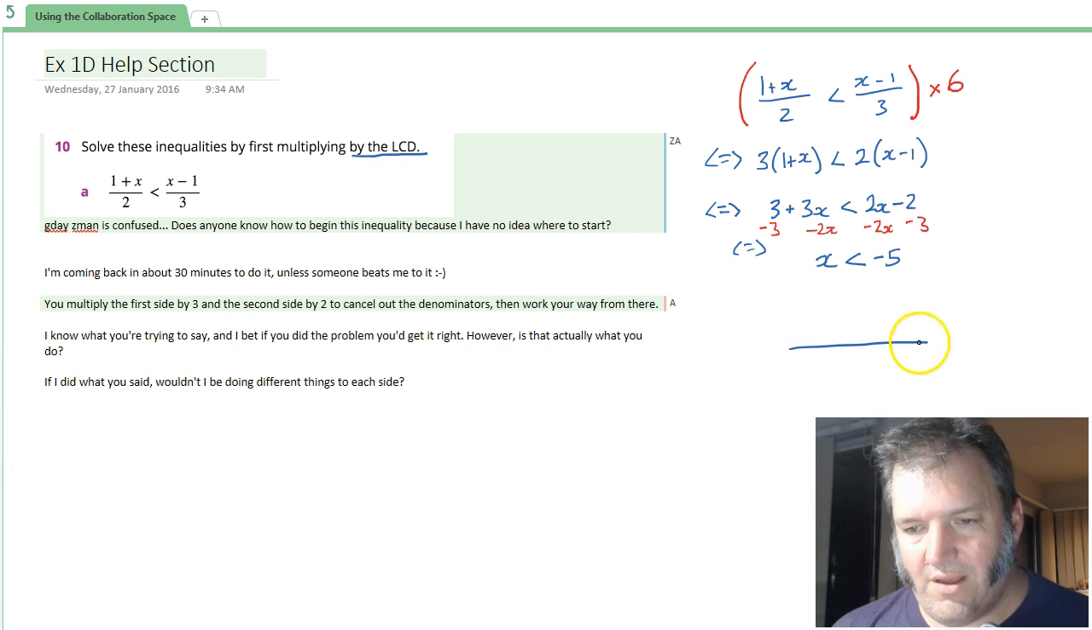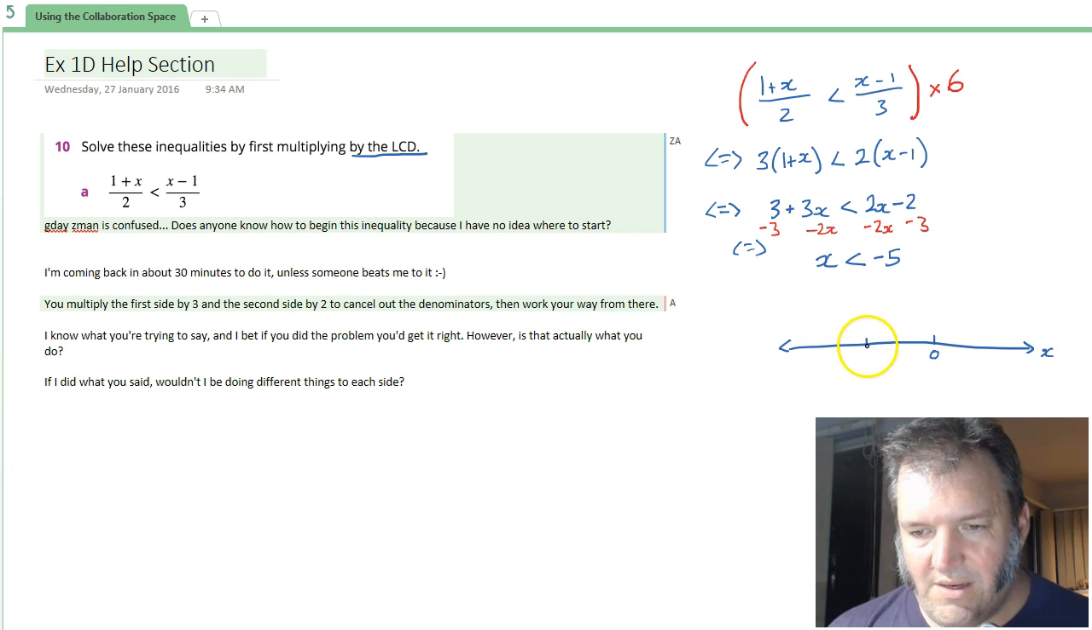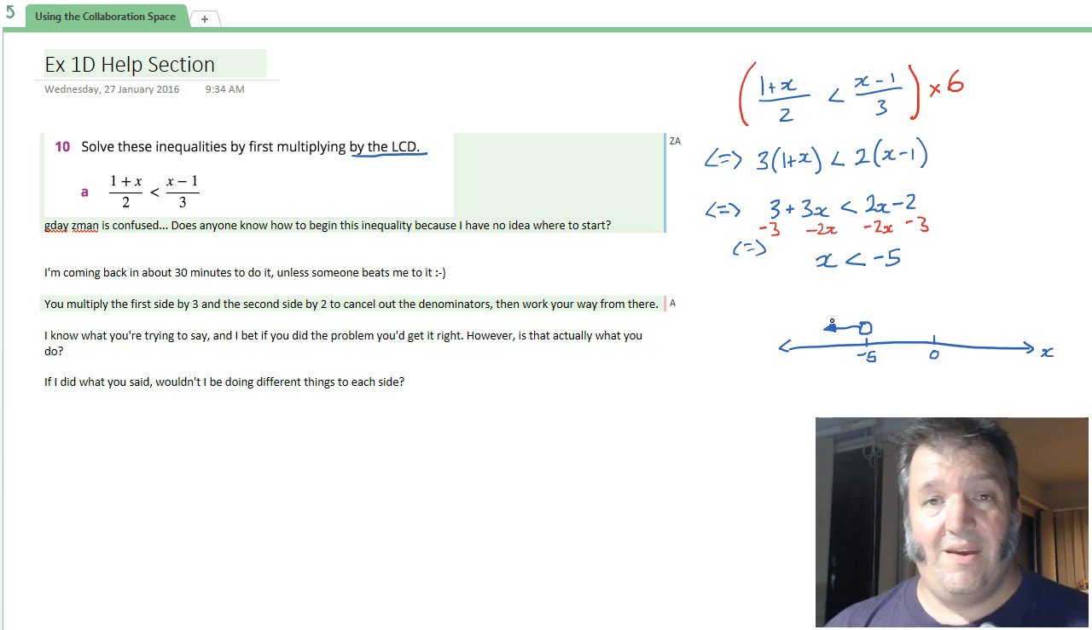What would that look like if I was drawing it? There's a 0, this is my x-axis. Here is negative 5. It's a less than, not a less than or equal to, so it's an open circle. And it's all the points going to the left of that point at negative 5.